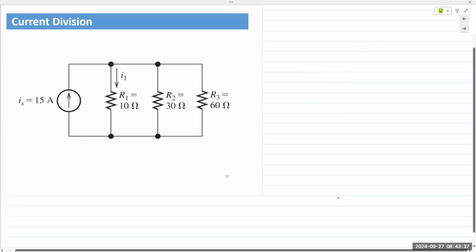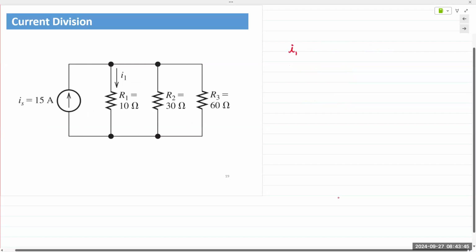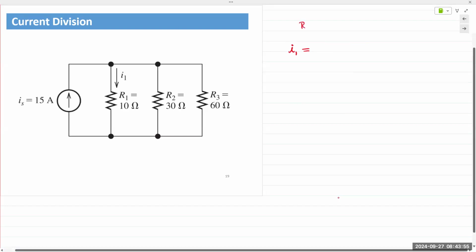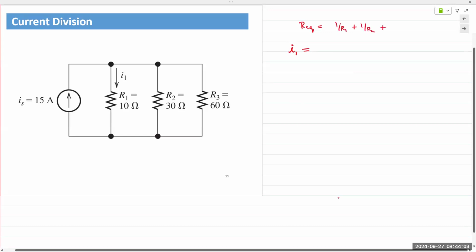Okay, current division. How about current division? What's the equation for current division? You remember from the top of your head? It's the same as the voltage division, except the ratio is now flipped. So Req in this case is the reciprocal of the sum of the reciprocals.